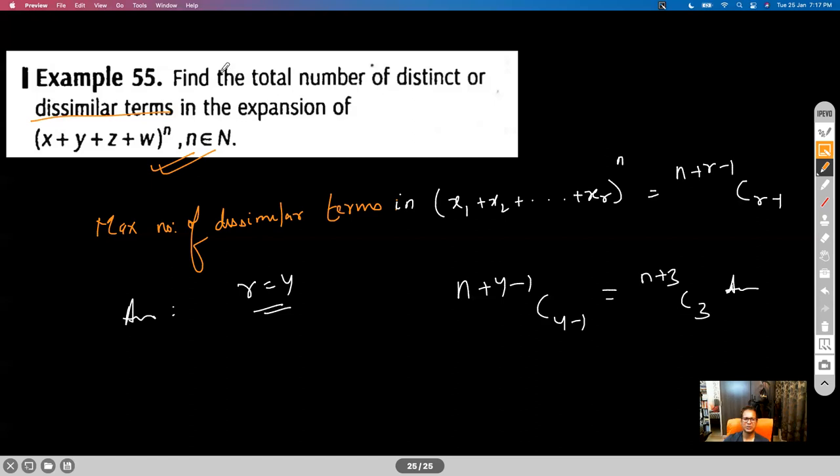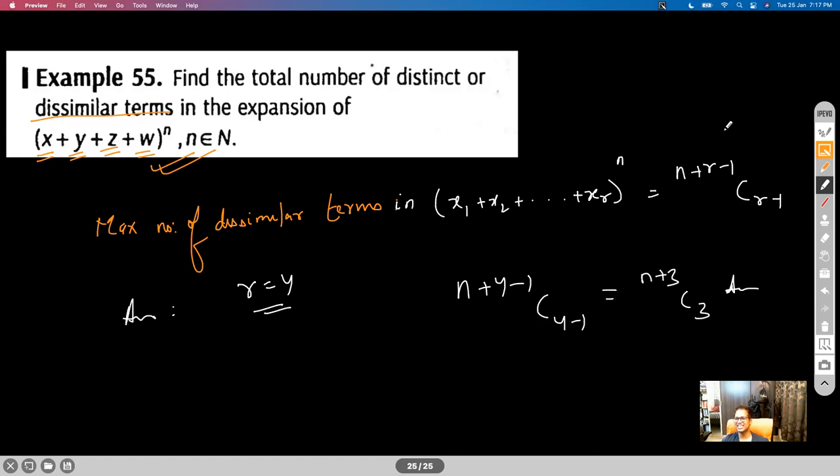Now the question actually doesn't say maximum number, but the question is basically dealing with terms which are dissimilar themselves. So they're assuming that the product of two dissimilar terms is not creating a term which is obtained by the product of the other two. That means no combination of powers on X, Y, Z and W is creating an expression similar to any other combination. Are you getting what I'm trying to say?